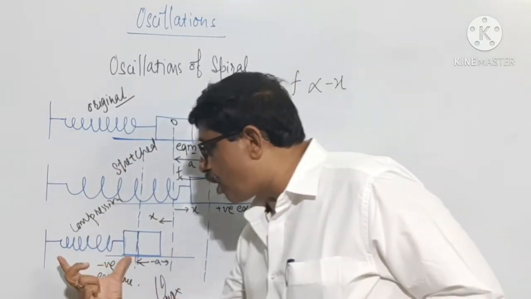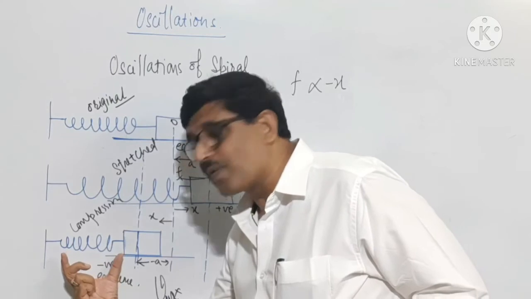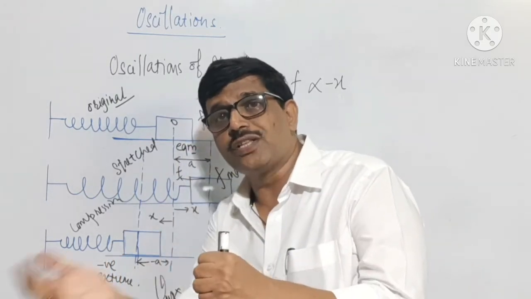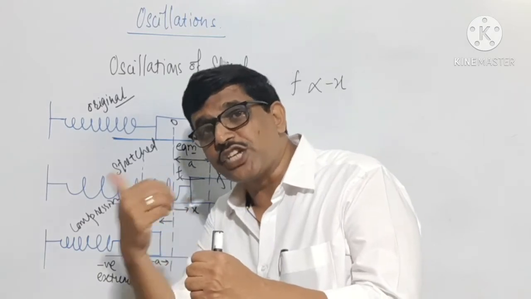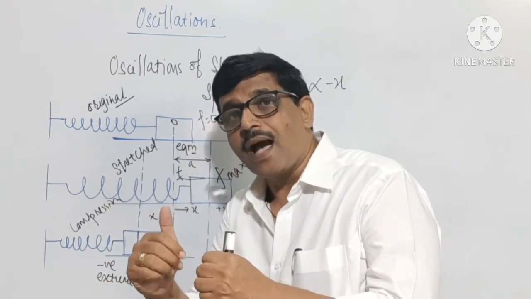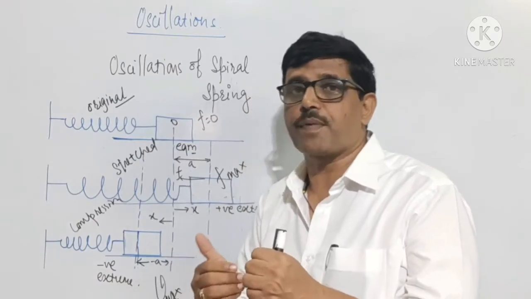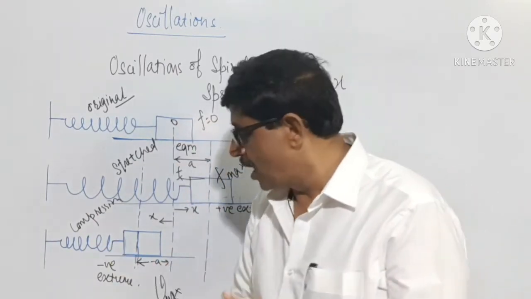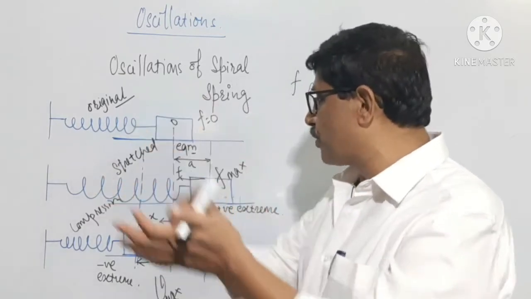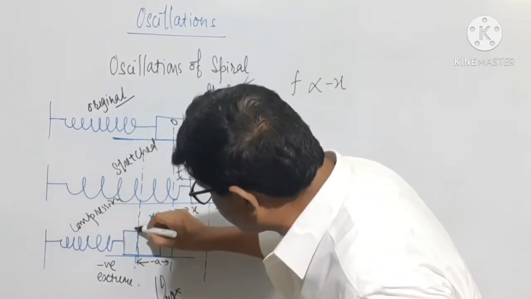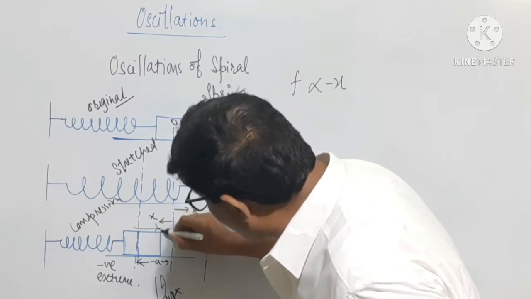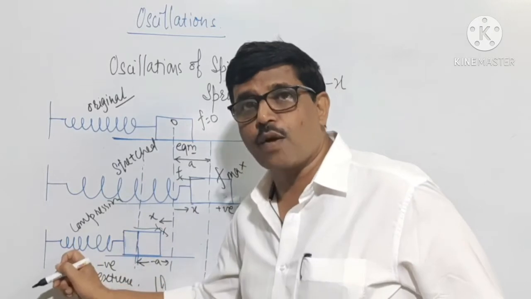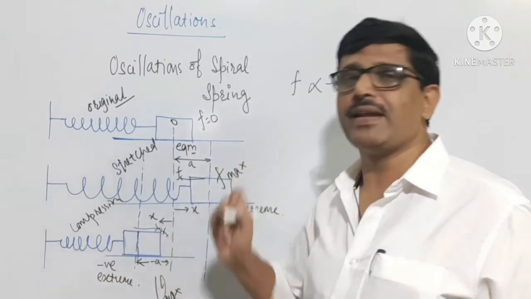And as the block is displaced towards the left, the spiral spring gets compressed. There will be change in the length and the direction of the spiral spring. And again, because of elastic property, the spiral spring opposes the change in its dimension, and internal restoring force is developed. Now this internal restoring force is to oppose the change, meaning it is against the compression and towards the equilibrium.